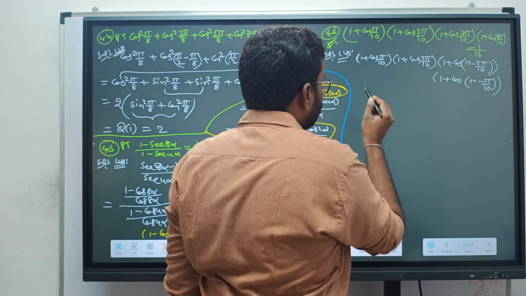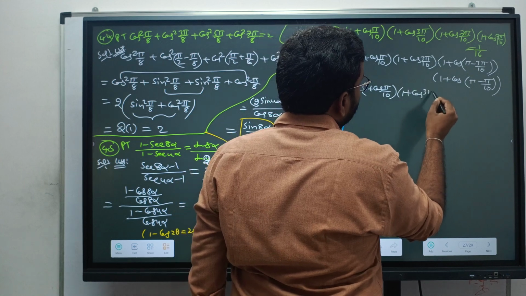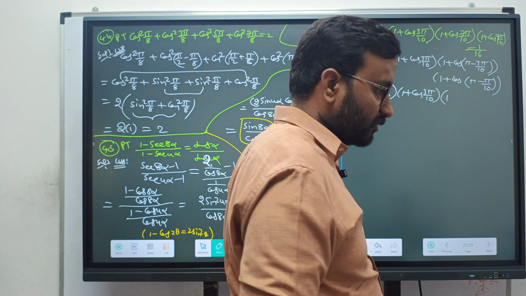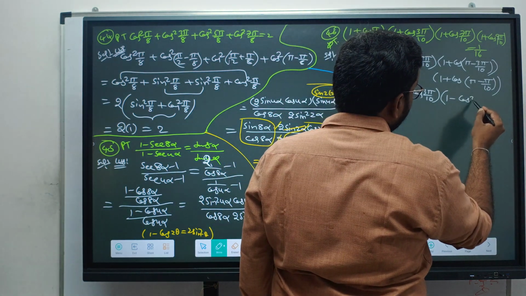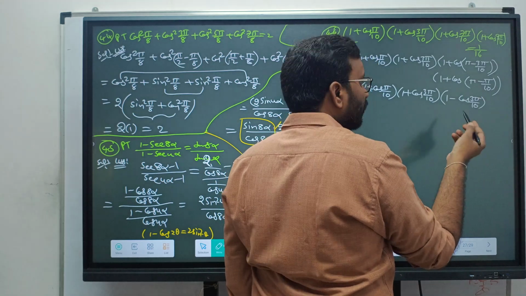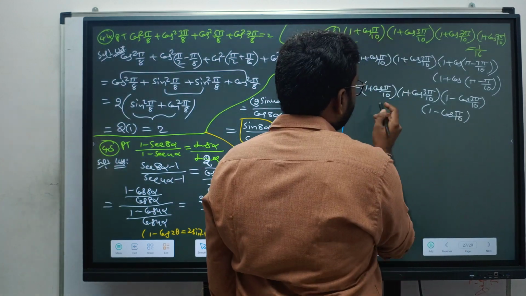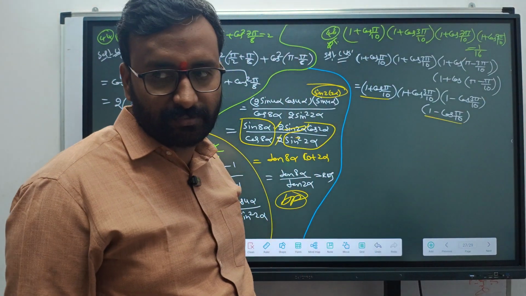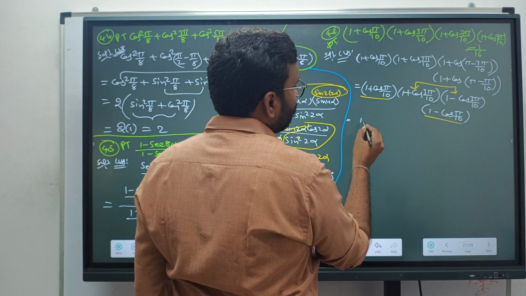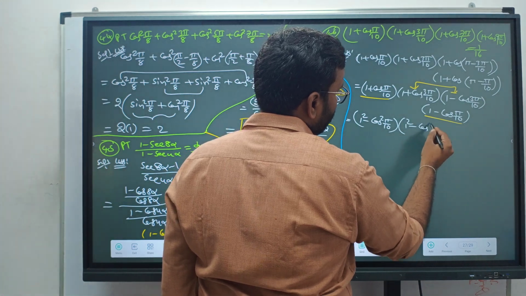So what you are writing is correct, which is equal to (1 + cos π/10)(1 + cos 3π/10), then cos(180 − θ). Second quadrant, negative or positive? Negative, so minus cos 3π/10. Next, 1 + cos(180 − θ), again the same, minus cos π/10. If you observe, (1 + cos π/10)(1 − cos π/10) is the (a + b)(a − b) formula, and these two also. A square minus b square: 1 square minus cos square π/10, and 1 square minus cos square 3π/10.